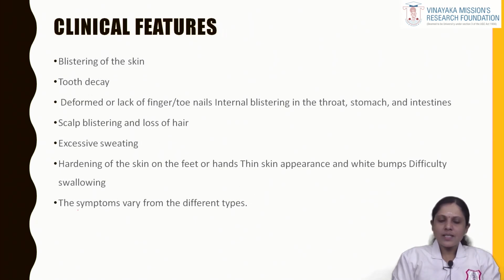So clinically we can see blistering of skin, tooth decay, deformed or lack of finger or toenails, and internal blistering in throat, stomach and intestine can be noted. Scalp blistering with loss of hair can also be noted in these patients. Excessive sweating, hardness of skin on feet or hand can be noted, and the symptoms may vary with different types.